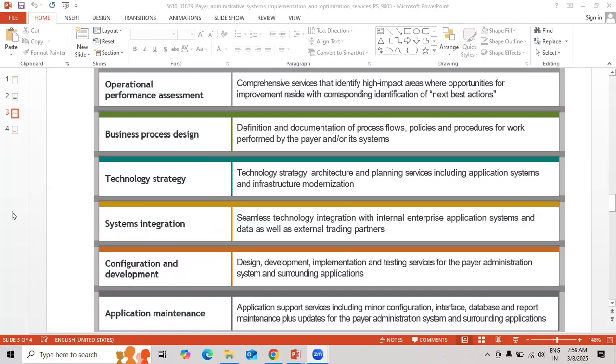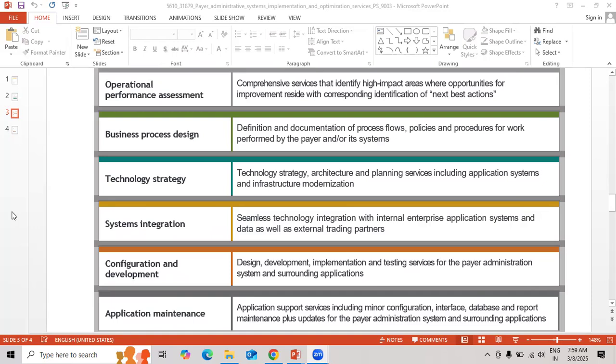Today we are going to discuss the payer administrative system, and what components we generally require to develop. This can be categorized into different parts. One is the operational performance assessment. Majorly, the comprehensive services that we have identified, giving some high-impact areas where there are opportunities for improvement. All these things come under the operational performance assessment.